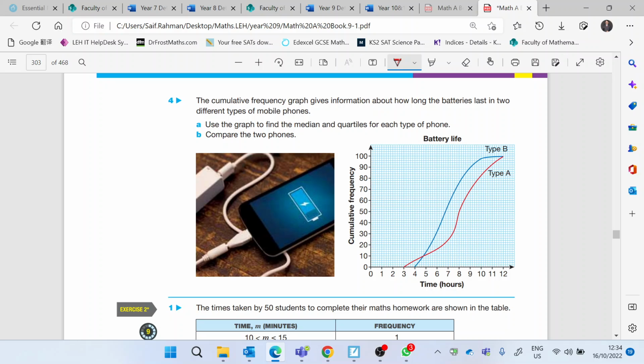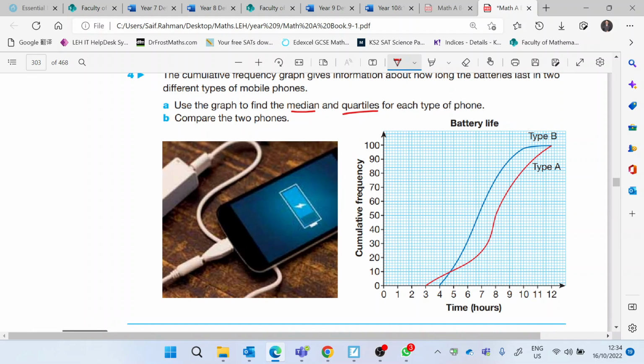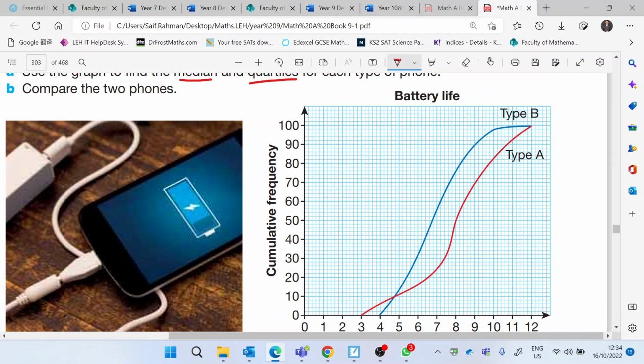So here is the last question for this exercise 1, and it says the cumulative frequency graph gives information about how long the batteries last in two different types of mobiles. Use the graph to find the median and quartiles for each type of phones. Compare the two phones. So here are two types of phones, phone A and phone B, and the total number for both of them is very similar. Let me just make the graph bigger so that we can have a better look.